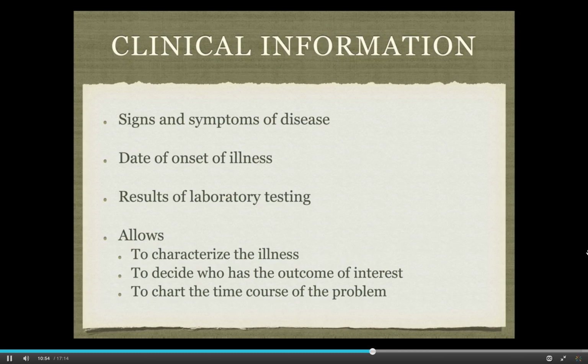Again, clinical data, mainly on our outcome. So the signs and symptoms of the disease, date of the onset of illness, the results of laboratory testing, measurements taken on the body, such as height, such as weight, as I've said before. And this allows us to characterize the condition or illness, to decide who has the outcome of interest, and to chart the time course of the problem, particularly if we're looking at an outbreak investigation.